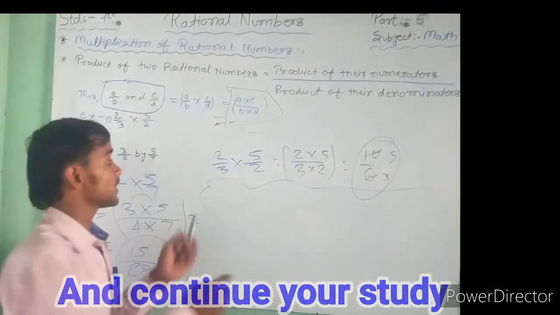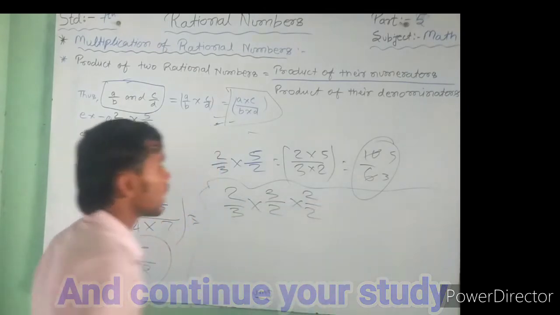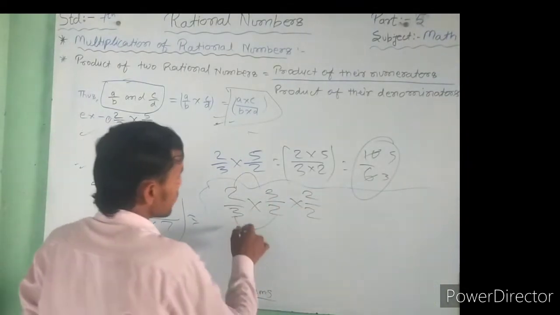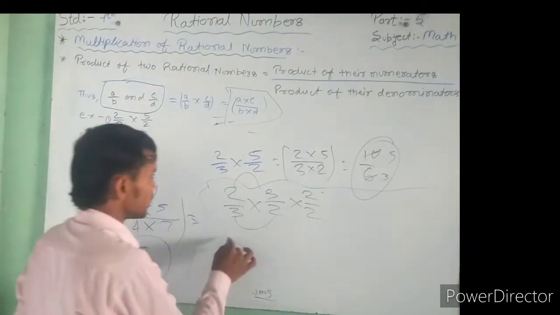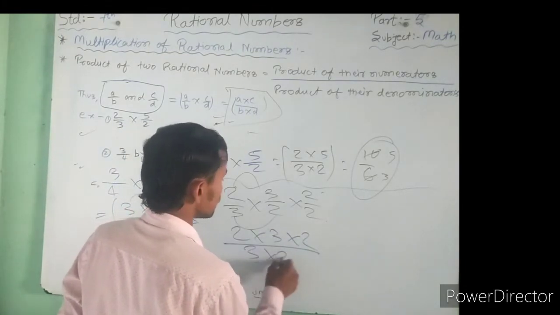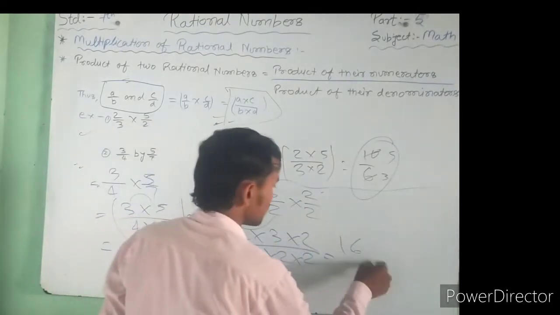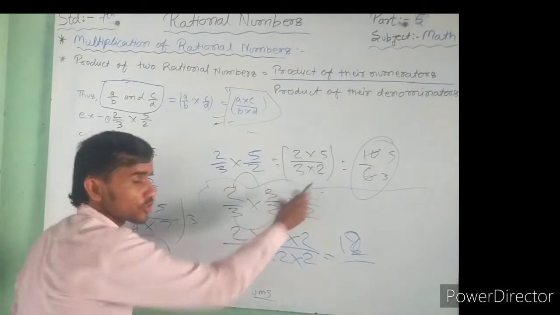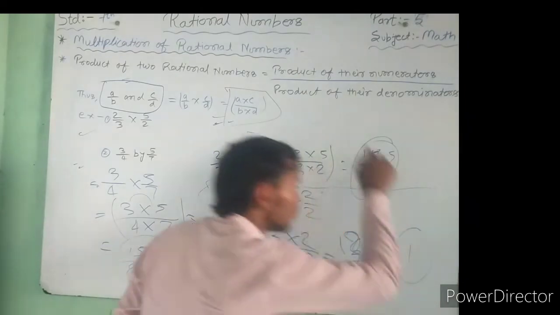If you have a product like 2 by 3 multiply 3 by 2 multiply 2 by 2, how to solve it? It is very simple. You multiply a into c into e upon b into d into f. Here it is 2 into 3 into 2 upon 3 into 2 into 2. When you multiply, 3 twos are 6, 6 twos are 12, and the answer is equal to 1.